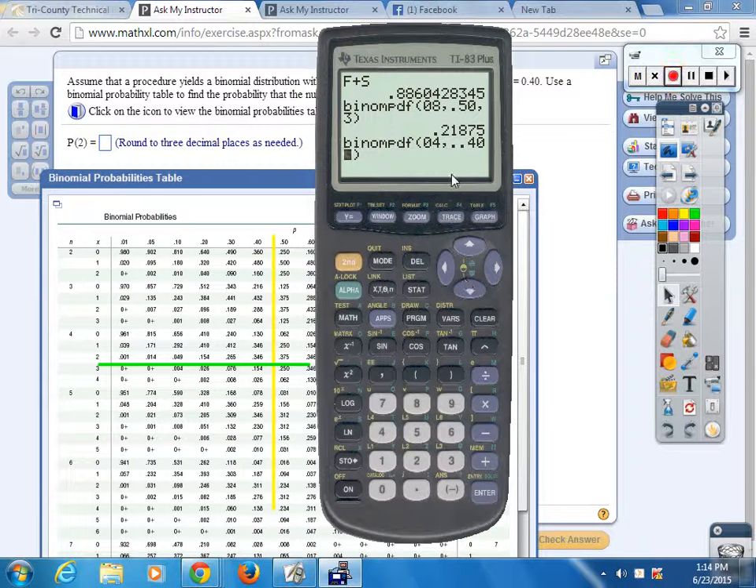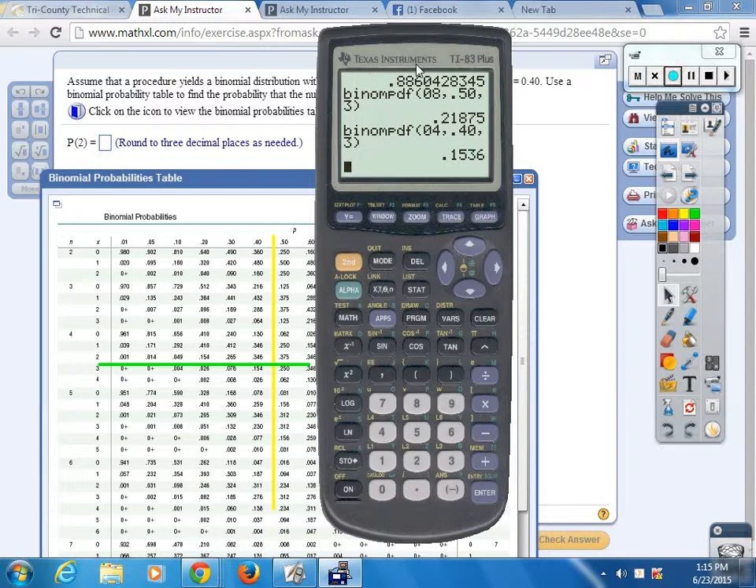And that thing's gonna get mad because you have 2. I know, it's going to get mad. It's going to have a fit. It's going to say error or error, and comma 3. .1536.